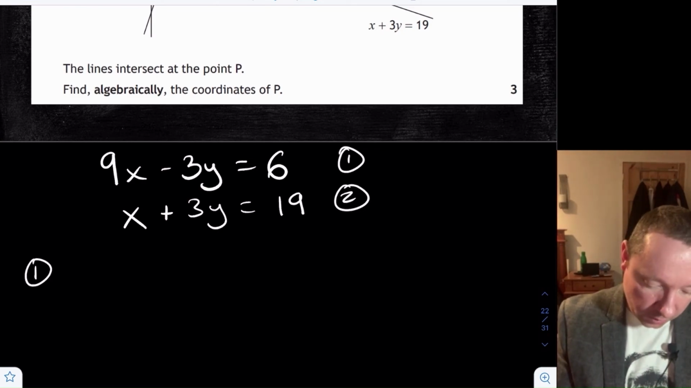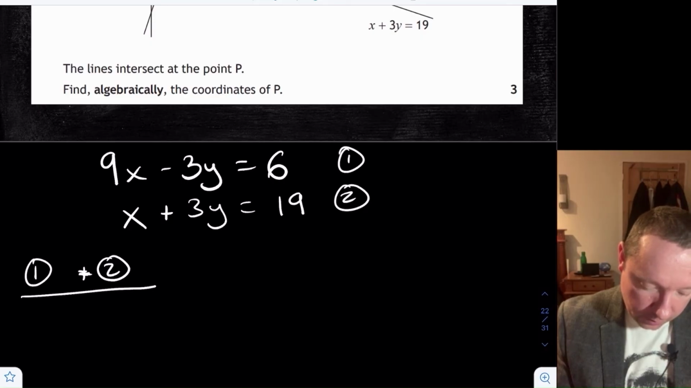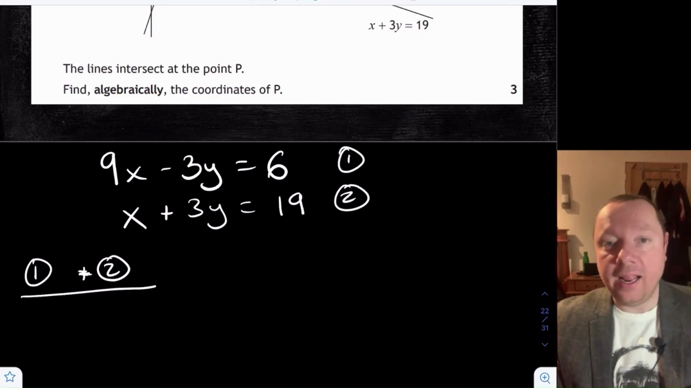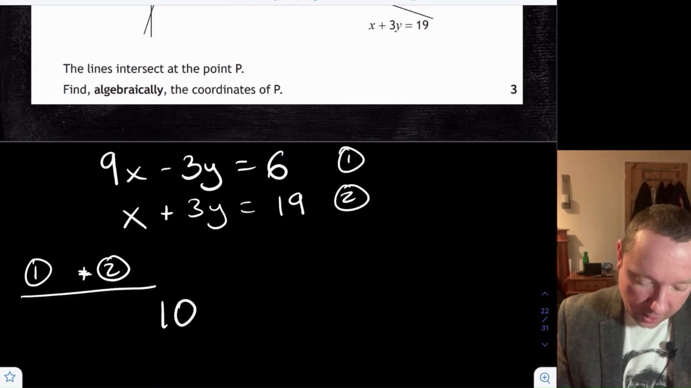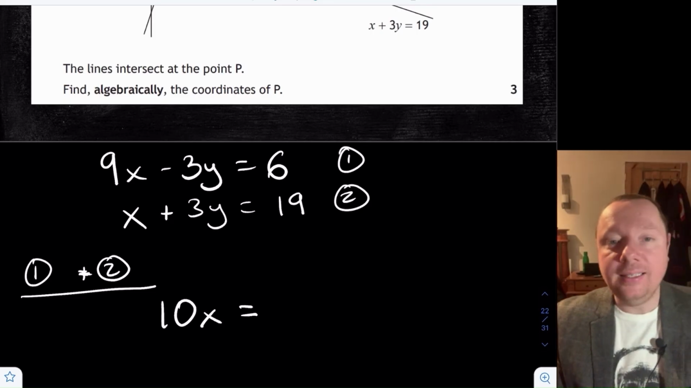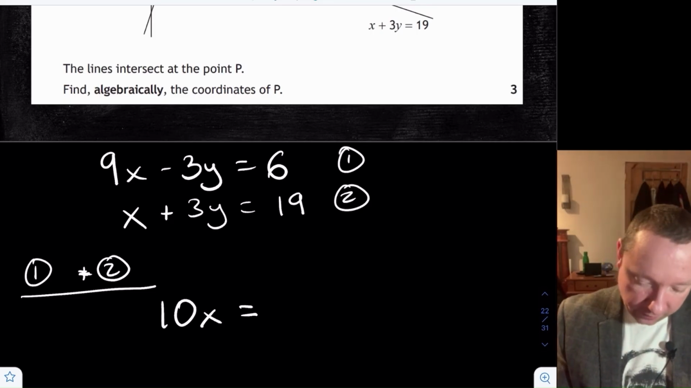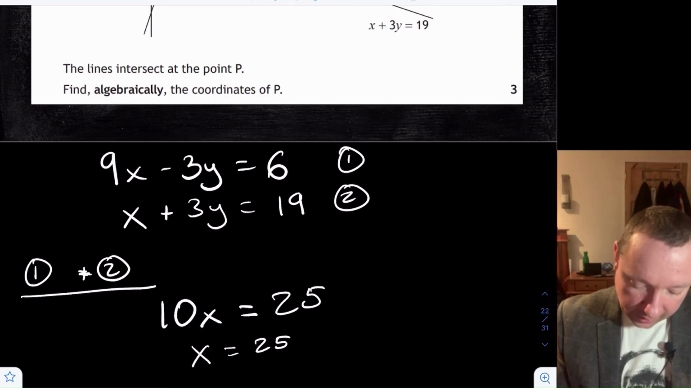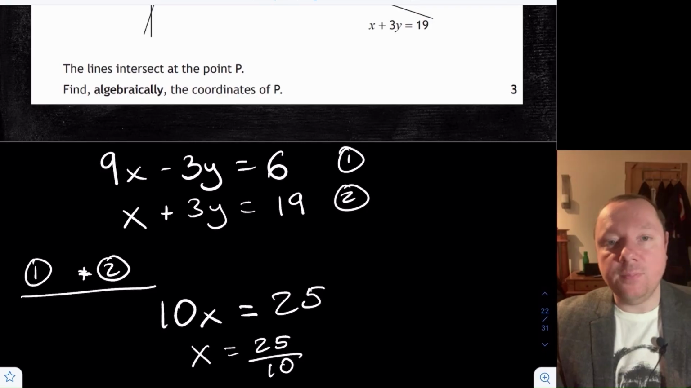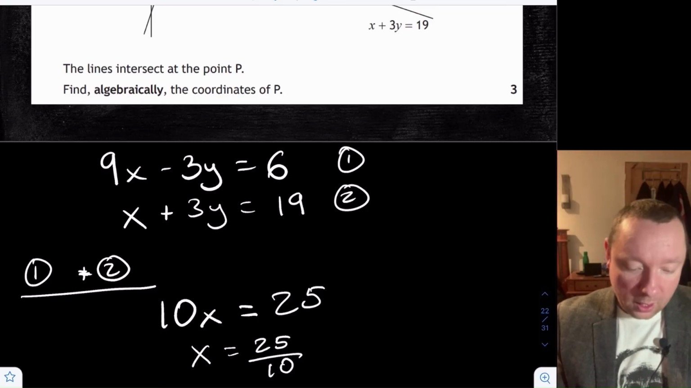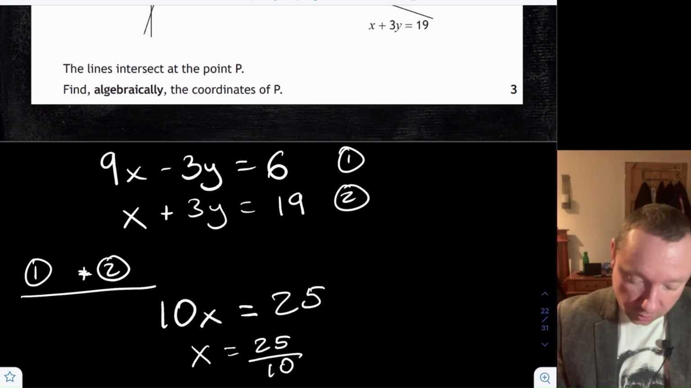So I do 1 plus 2. So 9x plus 1x is 10x. The y's disappear. 19 plus 6 is 25. So x is 25 over 10. Leave that as a simplified fraction if you want, or a decimal, because it's an easy decimal. I would write 2.5 for this one.